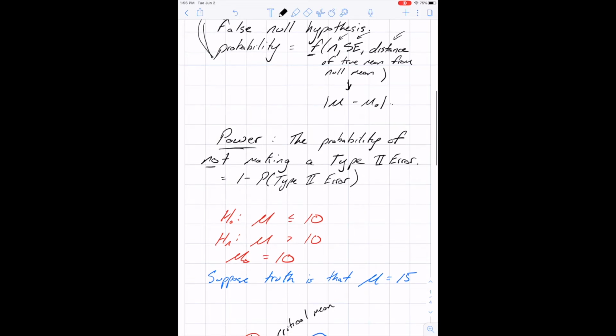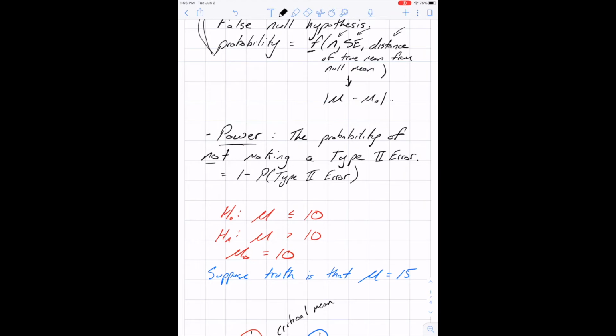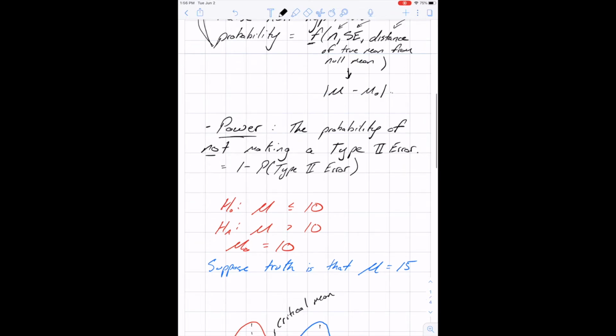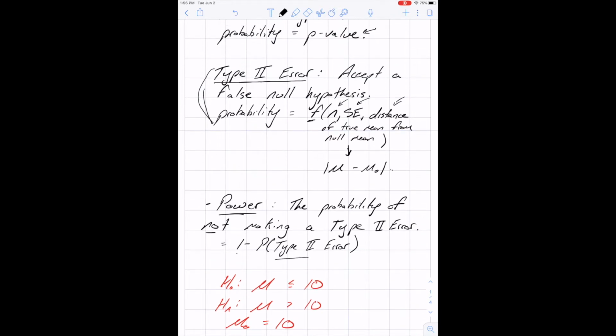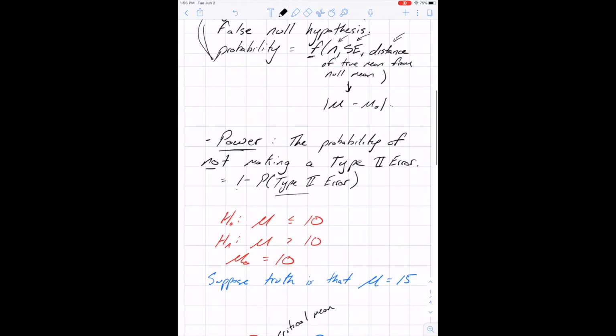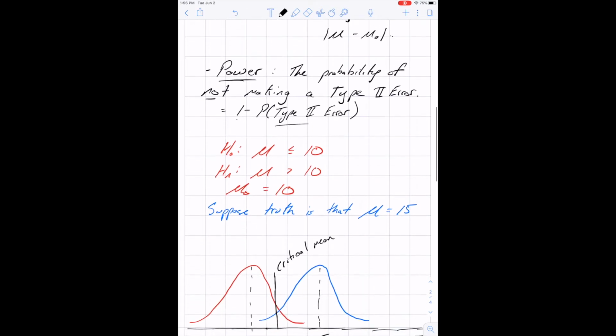Now, what's called the power of a test is the probability of not making a type 2 error. So if you remember from your last class, the probability of not something happening is simply 1 minus the probability of that thing happening. So once we know the probability of a type 2 error, it's easy to calculate the power by just taking 1 minus that.